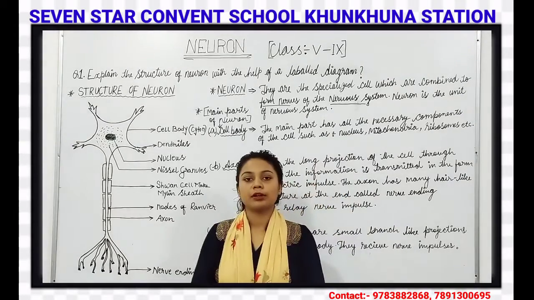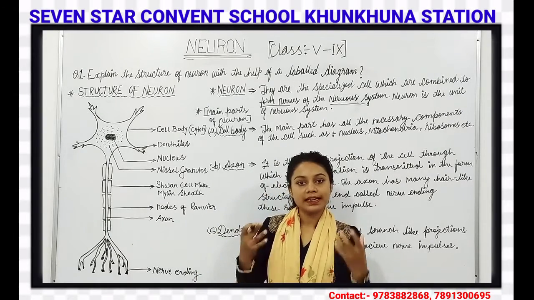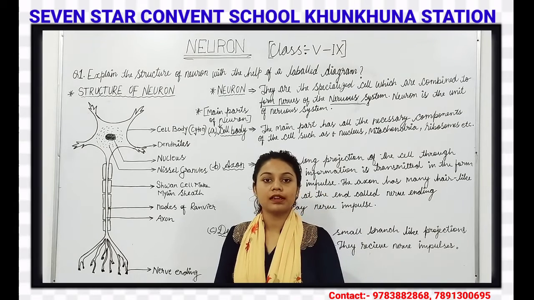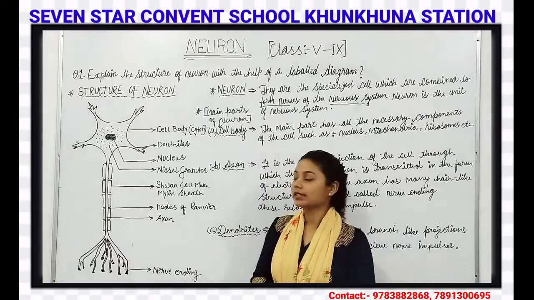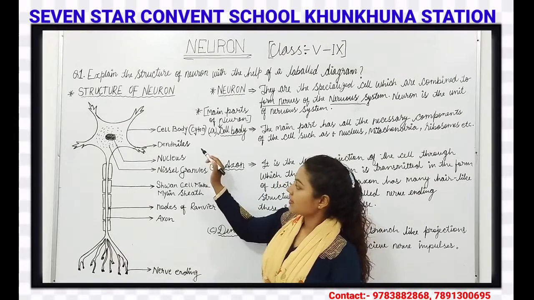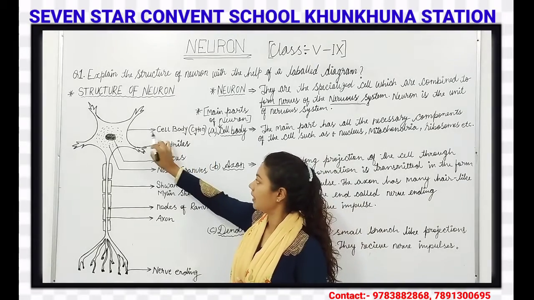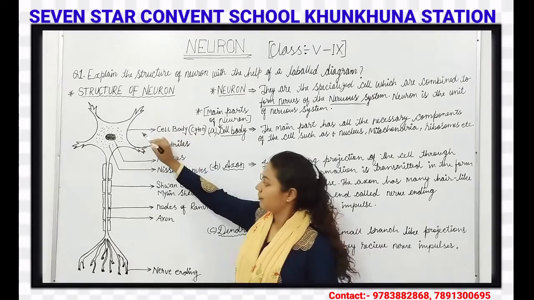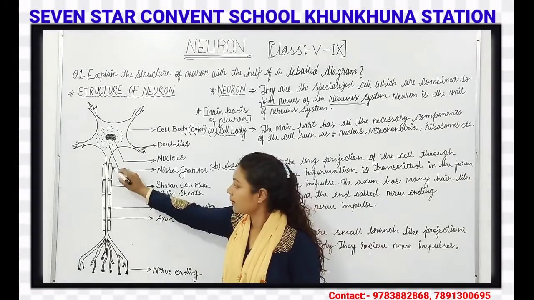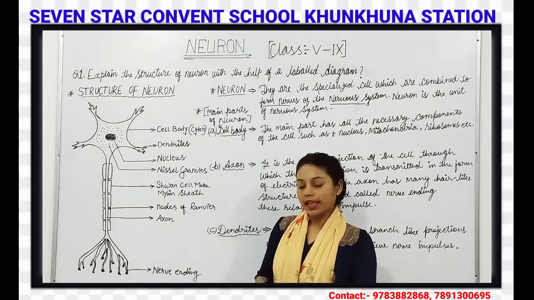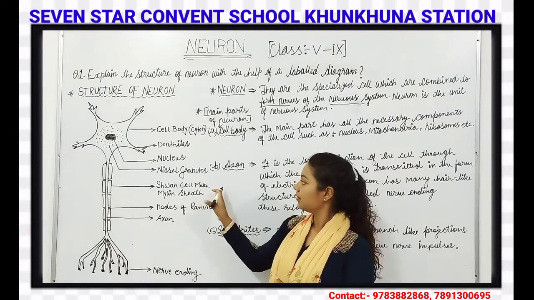Now, where does the nerve impulse flow, that is, what is the direction of the nerve impulse? The nerve impulse is the message. The message first comes to the dendrite, from the dendrite it goes to the cell body, and from the cell body it goes away through the axon to the nerve ending. So this is the structure of the neuron.